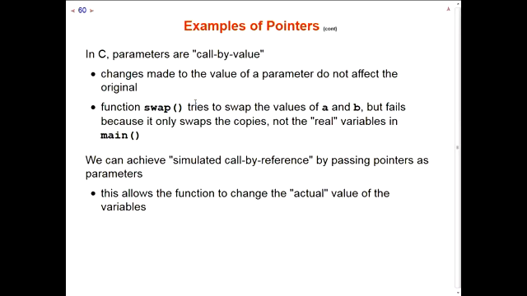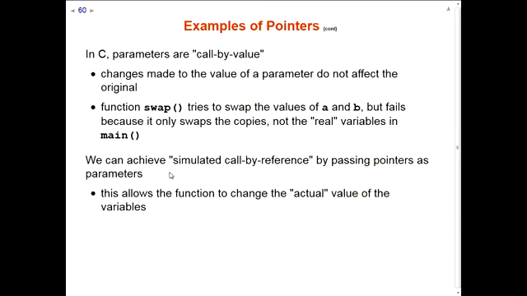But we can do this if we take into account that we can use addresses, and we can pass on addresses of variables as parameters. We've seen that the call by value means that changes made to the value of a parameter do not affect the original. And function swap was indeed trying to swap the values of the original real variables a and b, but because it used a copy of these variables, it didn't achieve anything.